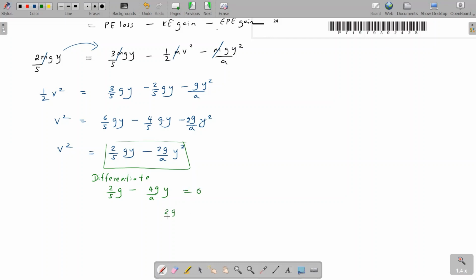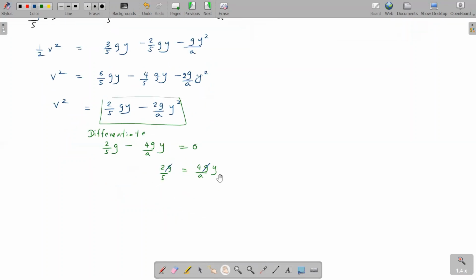So you get 2g over 5 equals 4g over a into y. So the g cancels, and 2 and 4. Also, I'll just make y the subject. So I get y equals 2a over 5 times 4, right? Which gives me y equals a over 10. So this is the y value that gives the maximum value for this quadratic graph.